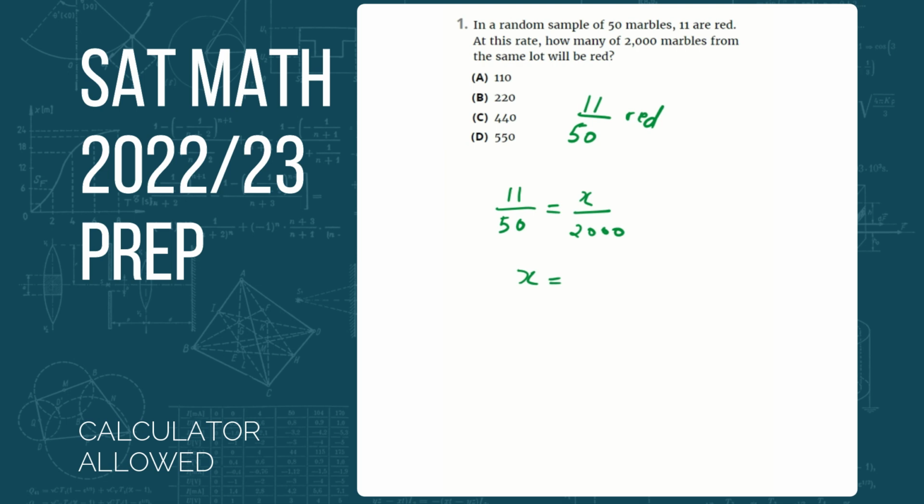So x will be equal to 22,000 divided by 50, which gives me 440. And the correct answer is 440.